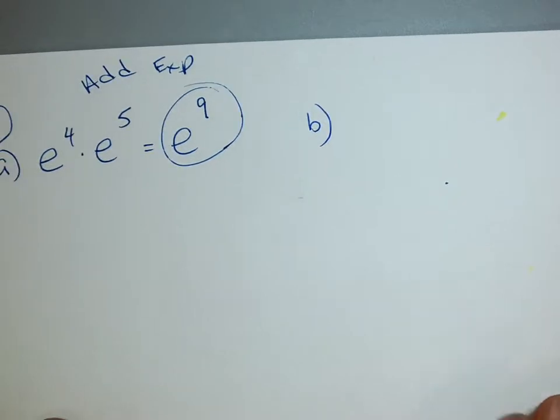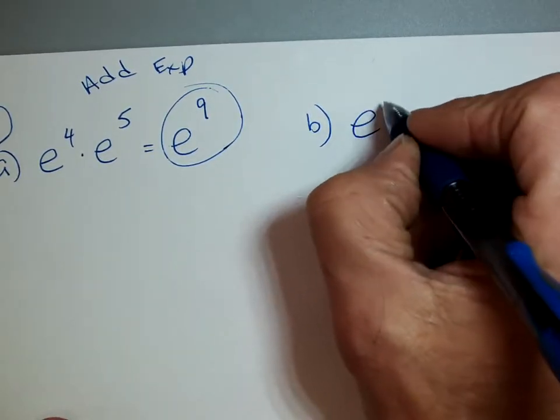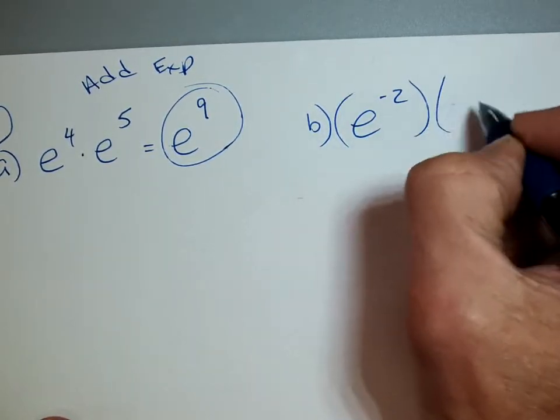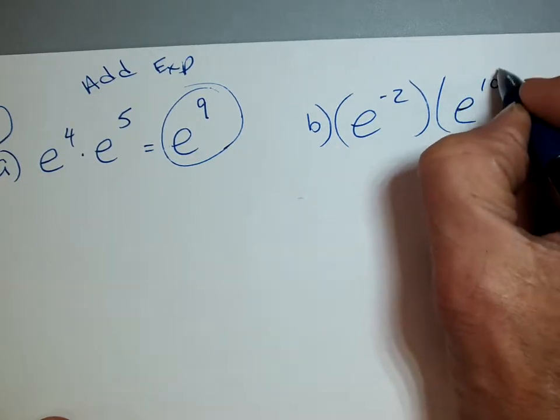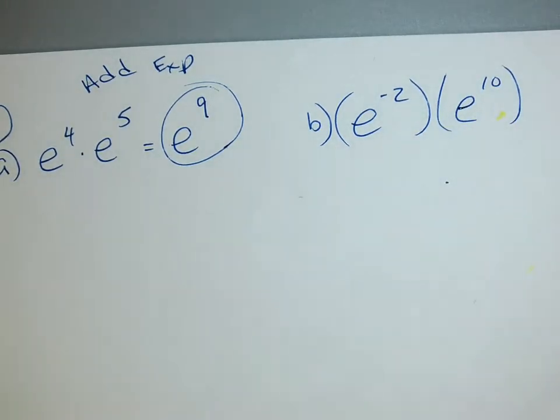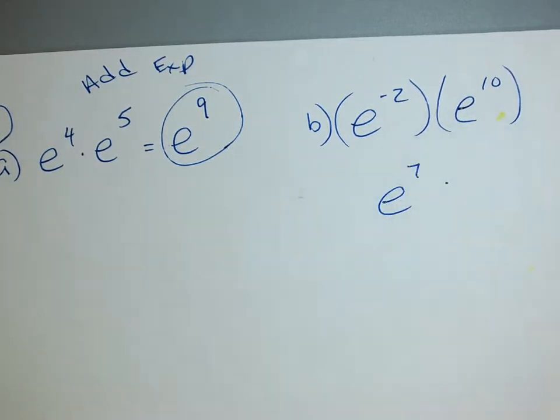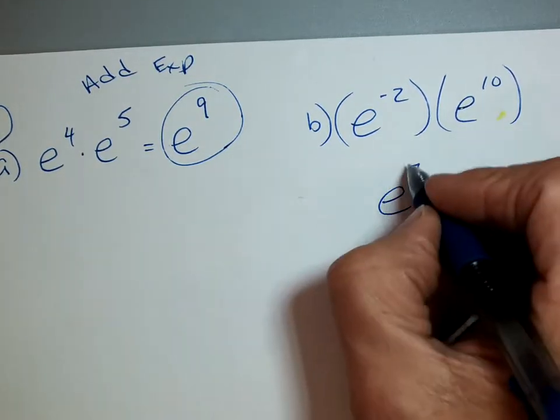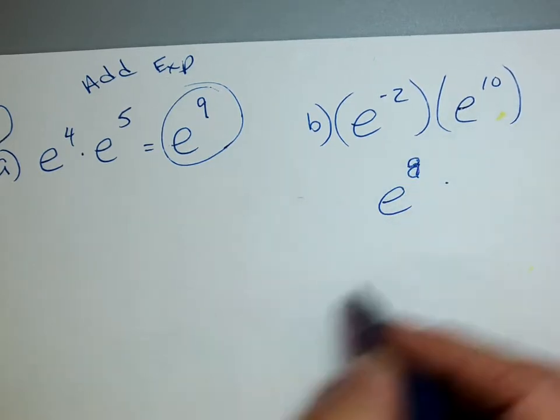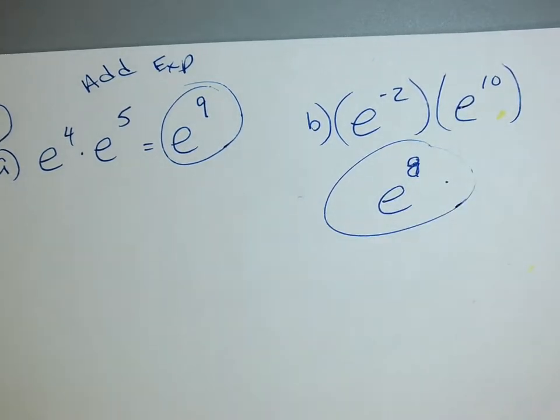Okay. B, e to the negative 2 times e to the 10. Add exponents. E to the 7, right? Nope, 8. I can't add 8.